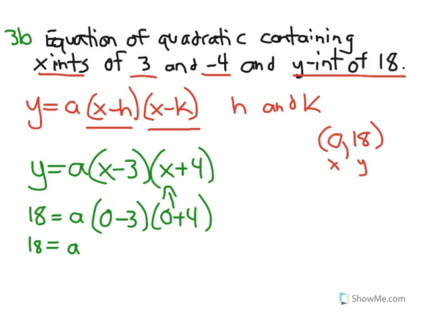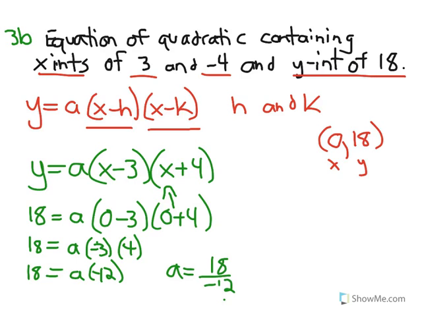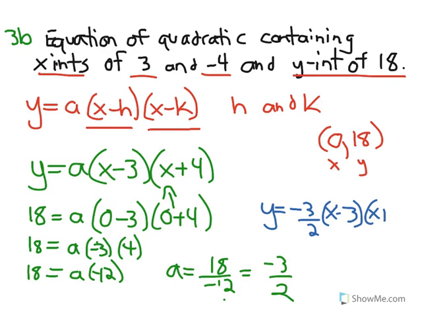Then we can solve for a into -3 times 4. 18 equals a times -12. That's just -3 times 4. So a equals 18 over -12, which can be reduced to -3 over 2. So we've got our a value, plug that back in to get your final equation into the factored form. Y equals -3 over 2 into x minus 3 times x plus 4. So that's our final equation.